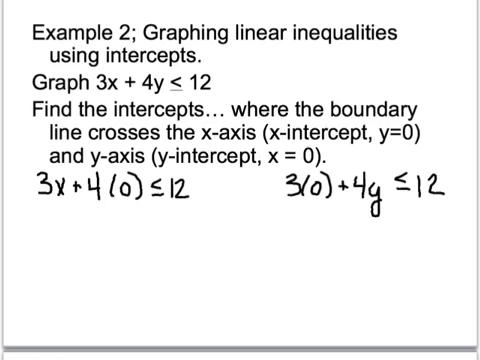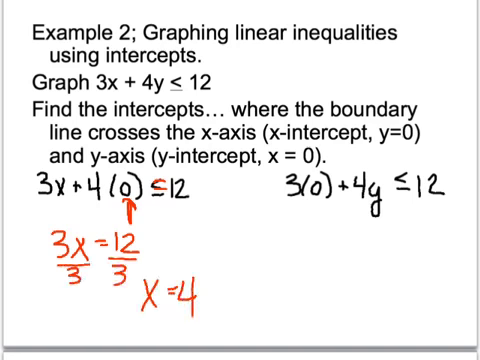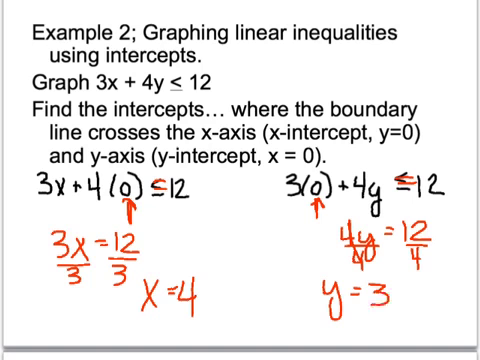We're going to find the intercepts. It's where the boundary line crosses the x-axis, which is the x-intercept, where y equals 0, and the y-axis, which is the y-intercept, where x equals 0. Okay, I'm going to change that to an equality, and we're finding the x-intercept, so I plugged in 0 for y. 3x equals 12, divide by 3, x equals 4. That's our x-intercept. Now we're finding the y-intercept, so I plugged in 0 for x. 4y equals 12. Y equals 3. Save that for the next page.